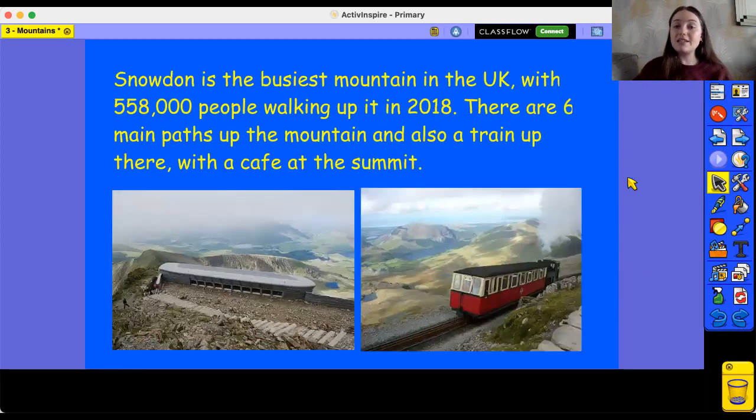Snowdon is the busiest mountain in the UK. 558,000 people walked up Snowdon in 2018. That's a lot of people. That's over 500,000 people that just went and walked up that mountain. There are 6 main paths up the mountain, and there's also a train up with a cafe at the summit. And that's a picture of the cafe. So you can catch the train if you don't want to walk all that way.